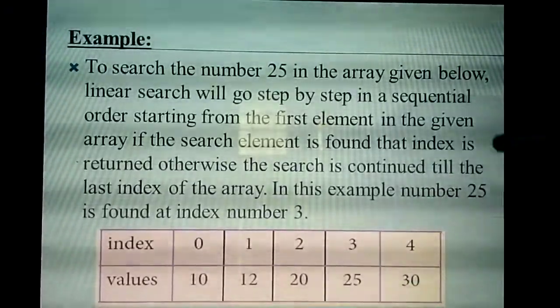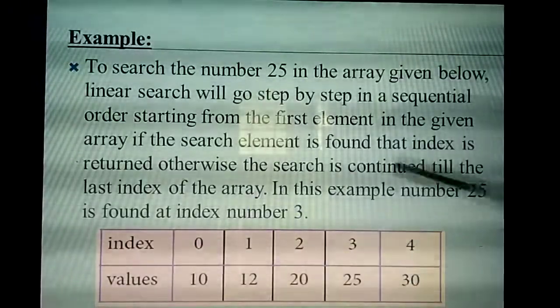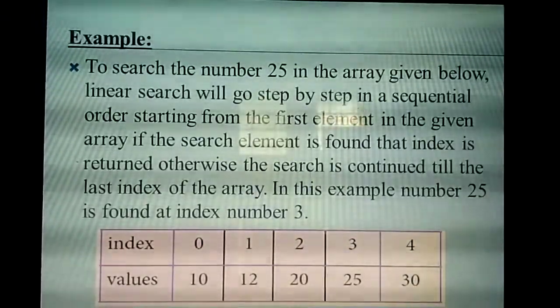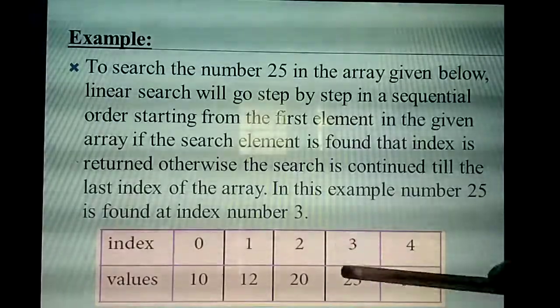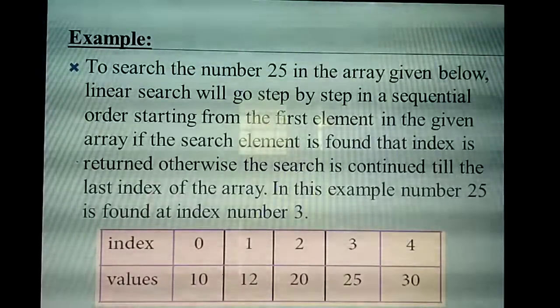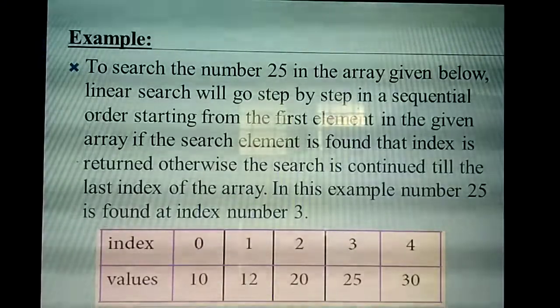If the search is found, it will return the index value. What's the index value of 25 now? 3. Understand now? So if the search is found, it will return the index value. Sometimes the search is not found. If 25 is not present here, then I go to the next. Here also 25 is not there. Then what will it return? The search is not found, not matched.